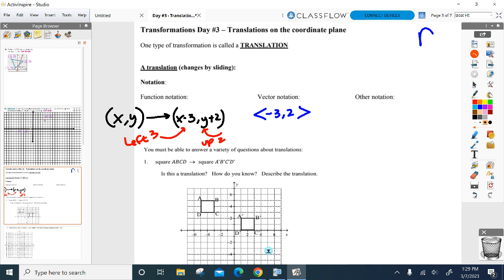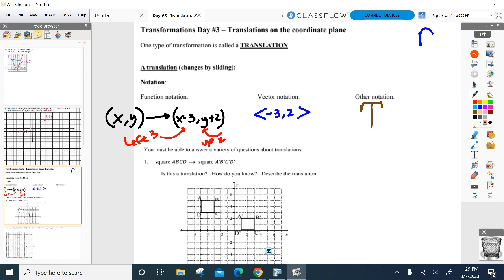Function, you're responsible for. Vector, you're responsible for. And then honestly, I've never seen a name for this next notation, so I just put other. Lowercase r for reflection, capital T for translation. And I already got the question. You got to put the fangs on there? I don't care. That's how I roll with my capital T. I throw the fangs on there.